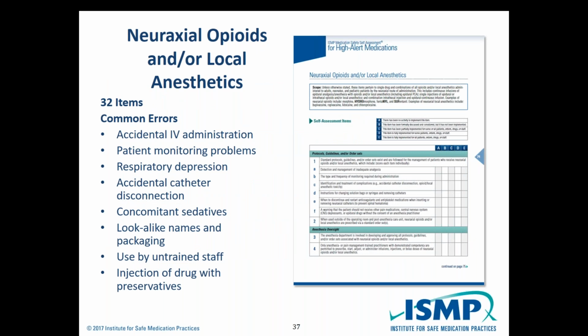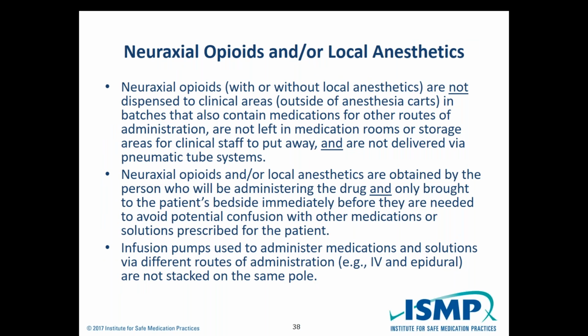Next section is on neuromuscular blockers, opioids and local anesthetics. 32 items in this section, and again, based on accidental IV administration, respiratory depression, lookalike names and packaging, which is a familiar theme in many of these categories of medications. Staff training, once again, as we've seen, is included in a lot of these categories, and the injection of medications, the drugs that may contain preservatives when they're supposed to be preservative-free.